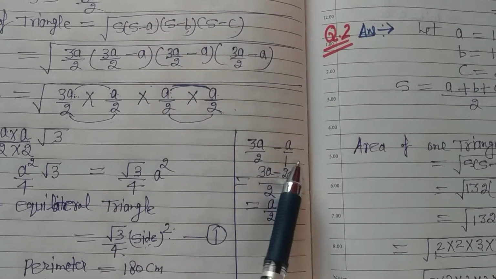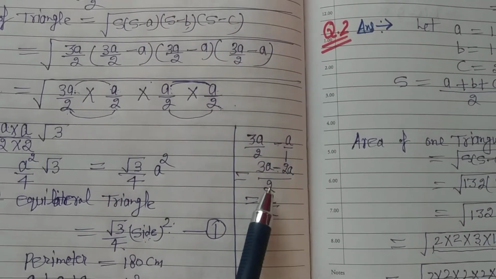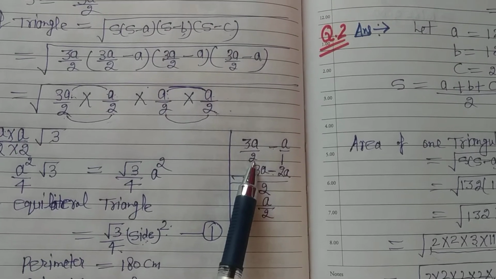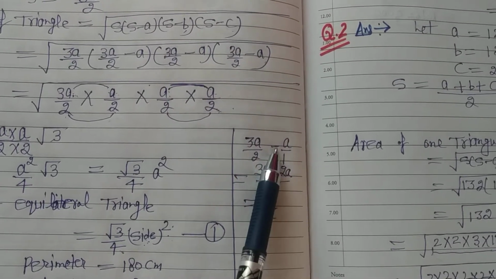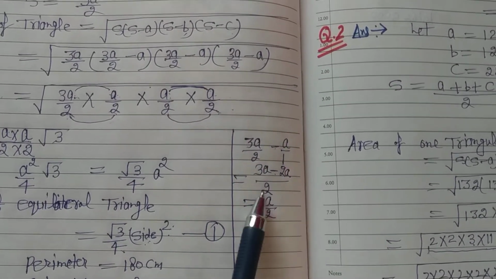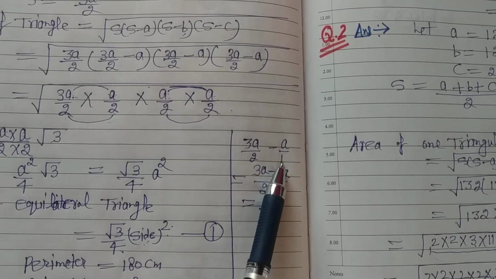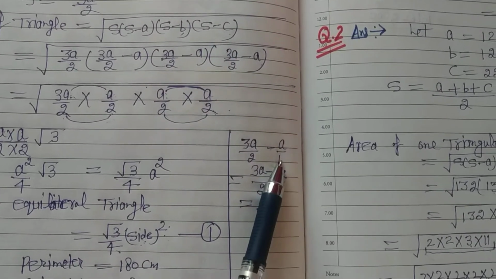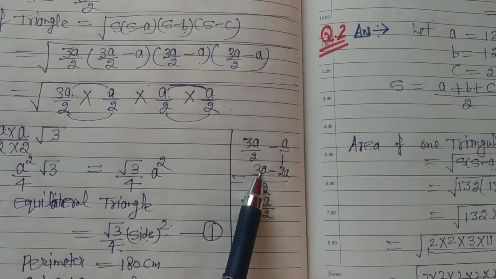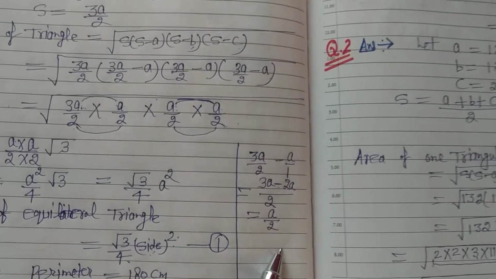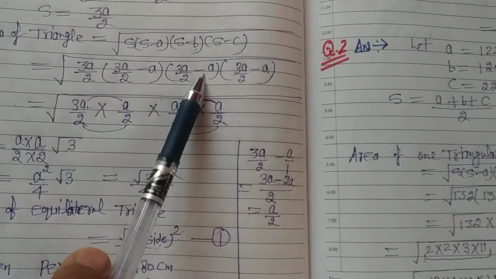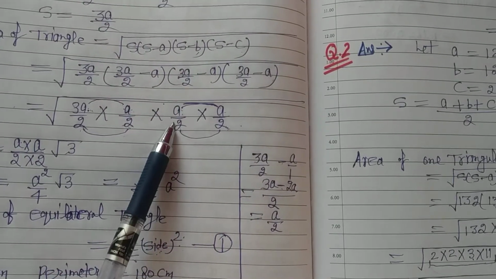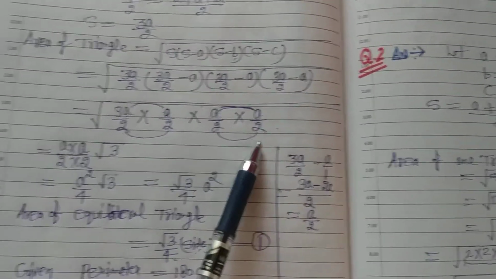The denominators are 2 and 1, so the LCM is 2 here. 2 divided by its denominator 2, the answer is 1, and 1 into 3a is 3a. The minus sign comes after that. 2 divided by 1, the answer is 2, so 2 into a is 2a. Now 3a minus 2a is a by 2. So this answer will be a by 2. The next bracket answer is also a by 2, and the next bracket answer is 3a by 2.